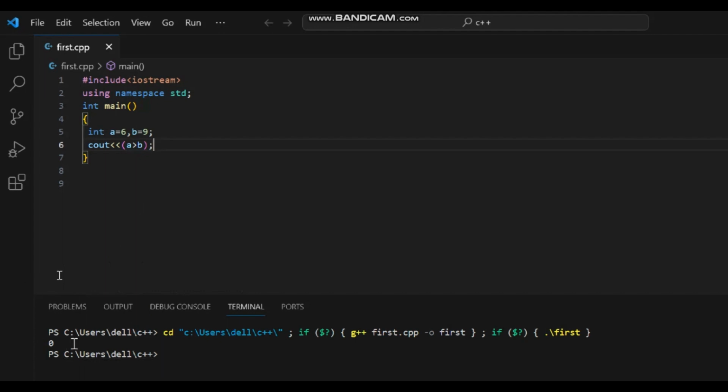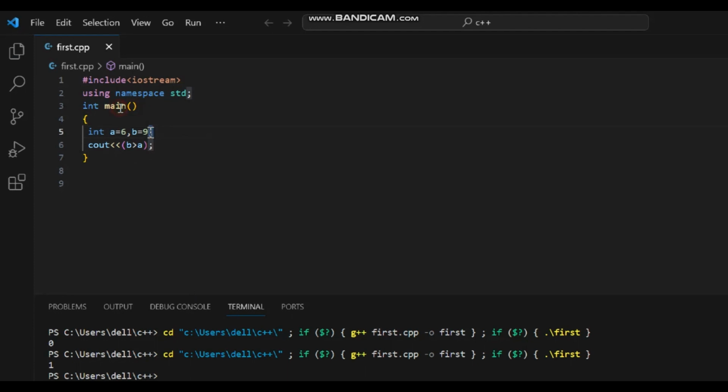Here the output we got is 0. 0 means the condition is false. But if you write b greater than a, that means 9 is greater than 6. It is correct, so it returns 1. 1 means the condition is true. And I will take another two variables, c equals 8 and d equals 5.